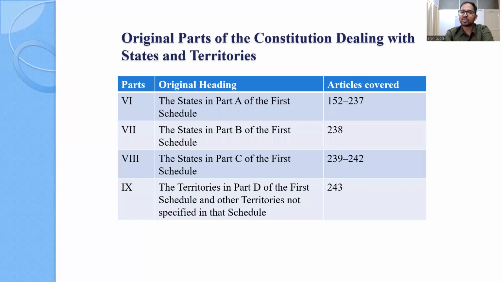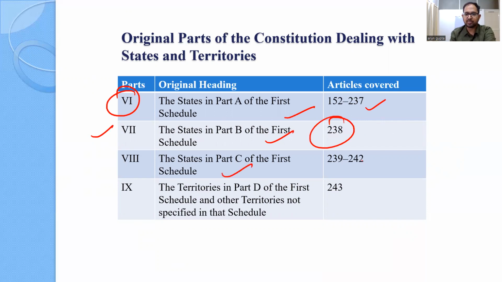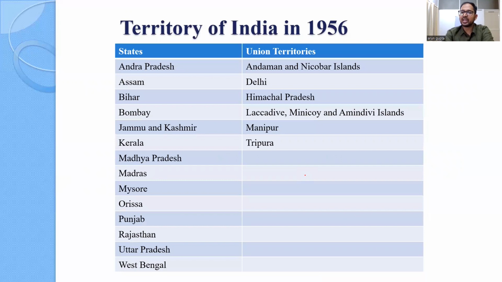Then the original parts of the Constitution dealing with the states. The states in part A, Article 152 to 237, part 6 of the Indian Constitution. Part 7, the states in part B of the first schedule. So they were mentioned in the first schedule. States in part C and this. Now, the territory of India in 1956.